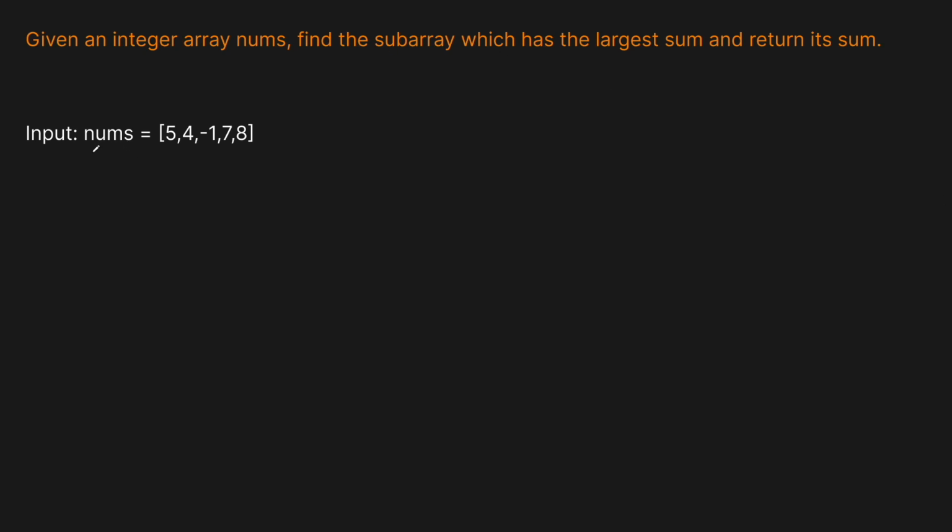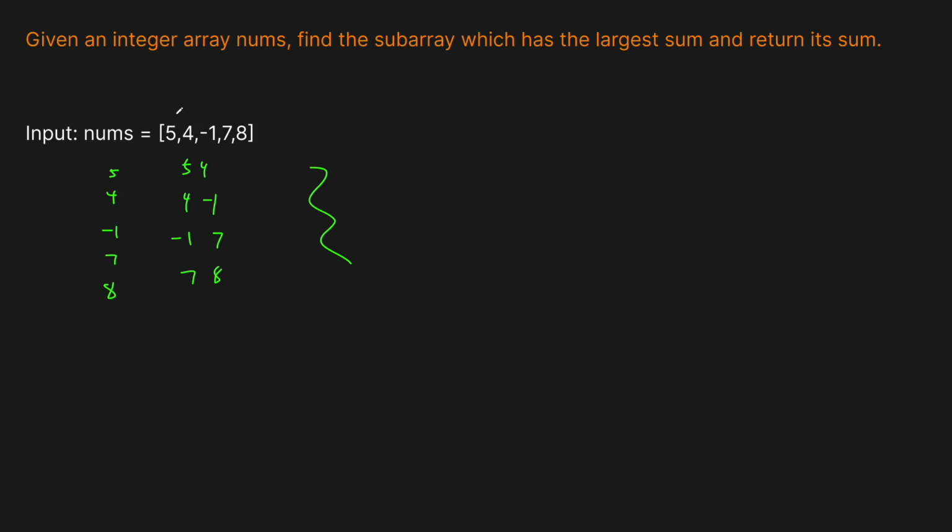Let's say we have the input here, which is nums equals 5, 4, minus 1, 7, and 8. So what we could do at a very basic level is literally build all the subarrays. So we could just have 5 on its own, 4, minus 1, 7, 8. We could have 5 and 4. We could have, and remember that they have to be continuous, right? So we could have 4 and minus 1. We could have minus 1 and 7. We could have 7 and 8. And you get the idea, right? So we can basically build every single one.